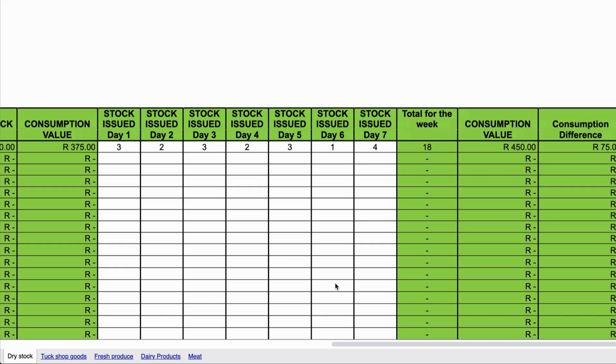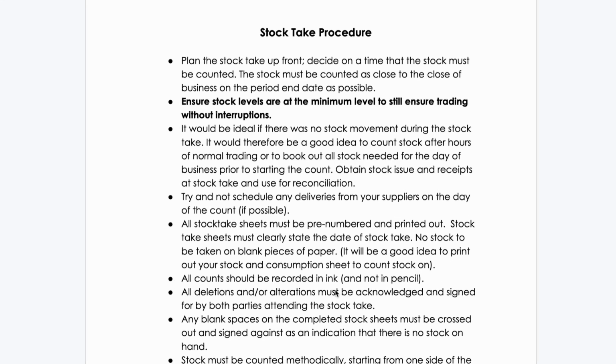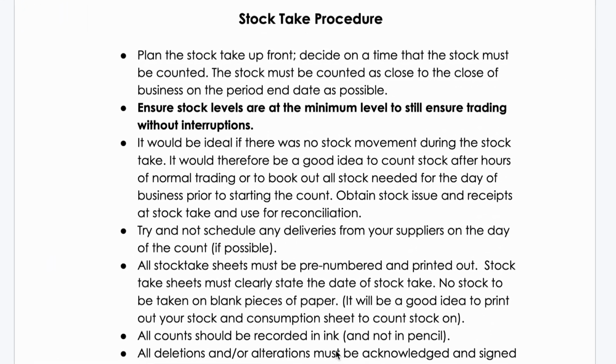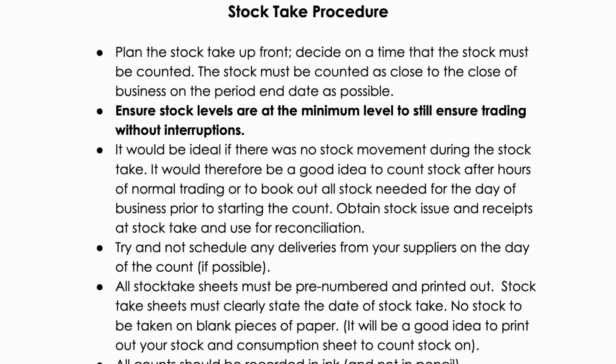This process would need to be done for products with a consumption difference of 10% or more for smaller canteens, starting with the higher value items such as red meat. As this is an important step in the process for ensuring accuracy, let's take an in-depth look at a policy for stock taking now. Stock take procedure. Plan the stock take up front.